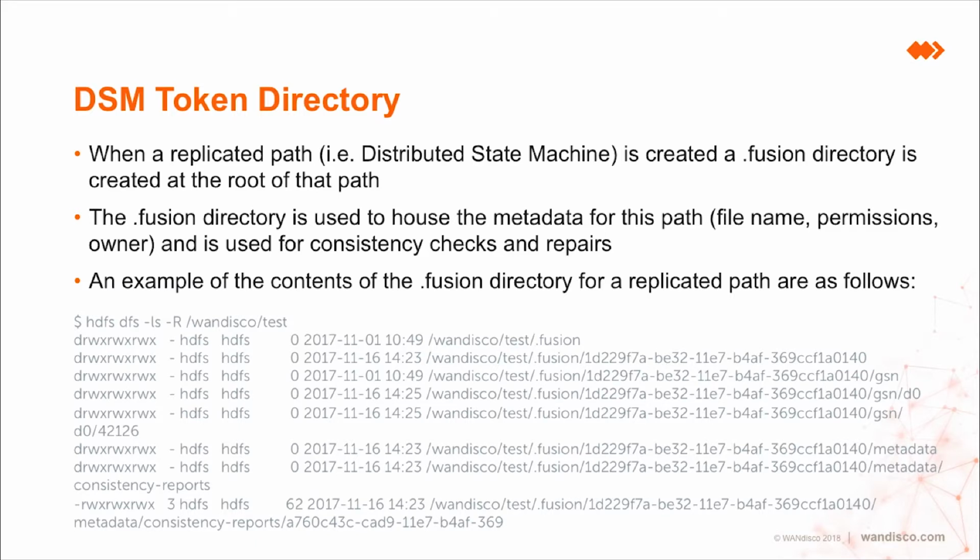An example of the contents of the .fusion directory for a replicated path is as follows. So if you perform an hdfs dfs -ls -R on the WANdisco/test directory, that would be a replicated path or a distributed state machine. You will see that in the WANdisco test directory there is the .fusion directory and all the files that are created beneath it.